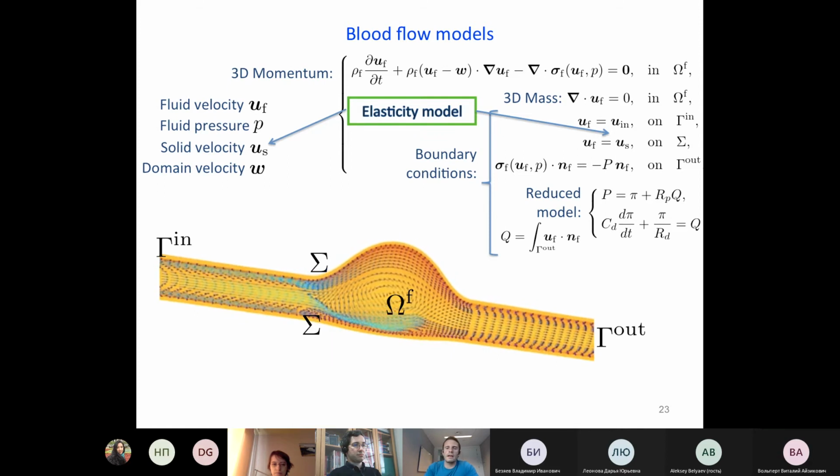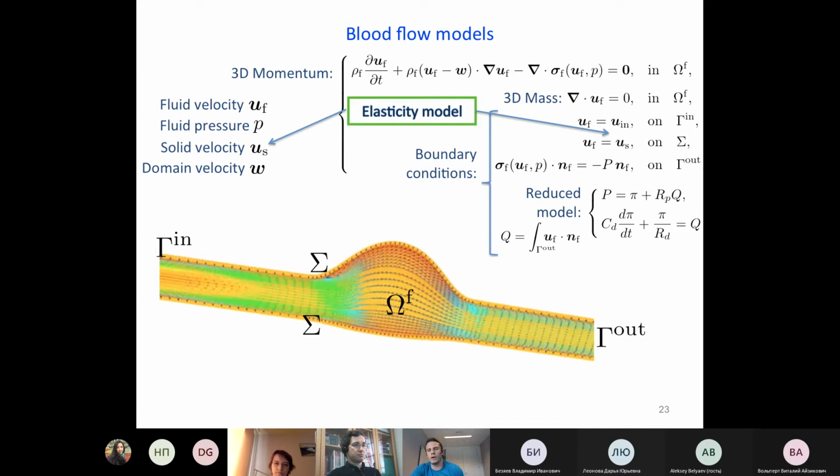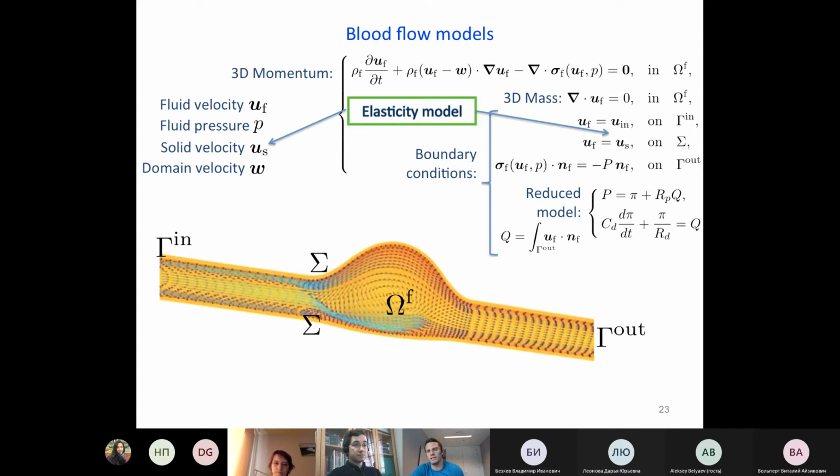Okay, and typically here it's very important to set up correct boundary conditions, and in particular in the outlets of the domain we usually use reduced order models, which are basically algebraic differential equations.